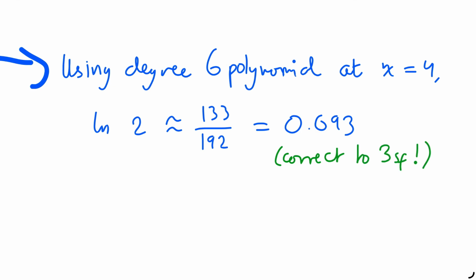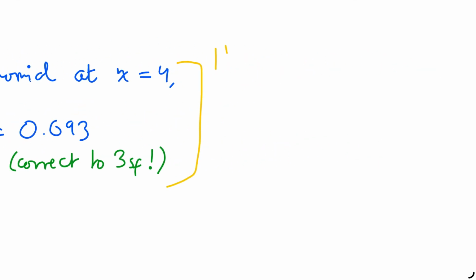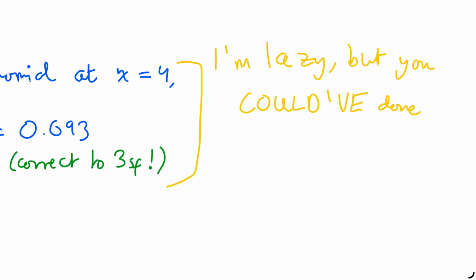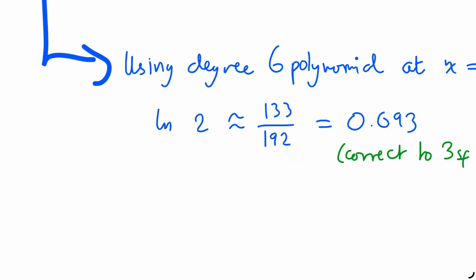And the crazy part about this approximation specifically is that this could have been done by hand, from start to finish, in maybe like 20 minutes. So this really could have been a viable way to approximate the natural log of 2 back in the day.